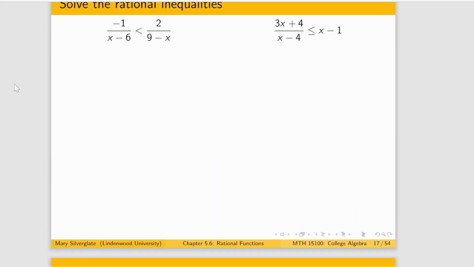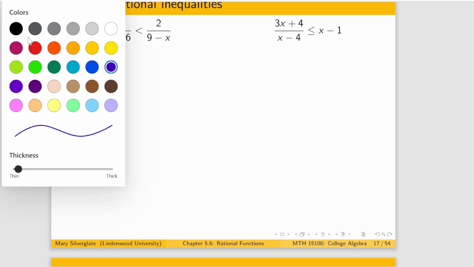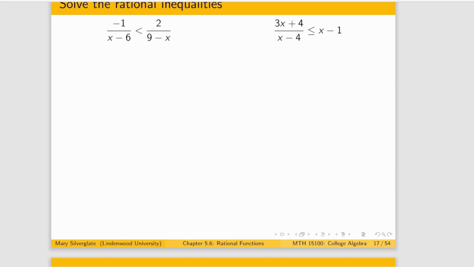These would be the most extreme examples because you have quite a bit of rearranging that needs to happen first. And this is where really knowing how to solve those rational inequalities from rational equations from intermediate algebra is going to be helpful. So first thing you want to do is rearrange these so that the right-hand side is 0. So in particular, I want to subtract 2 over 9 minus x from both sides for my first step. So then I have negative 1 over x minus 6 minus 2 over 9 minus x is less than 0.